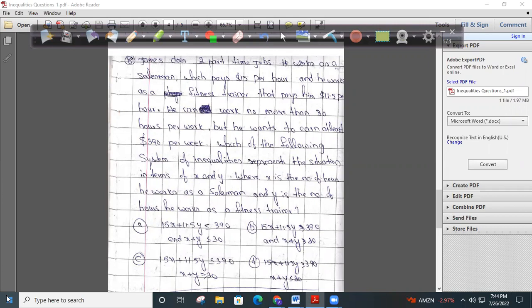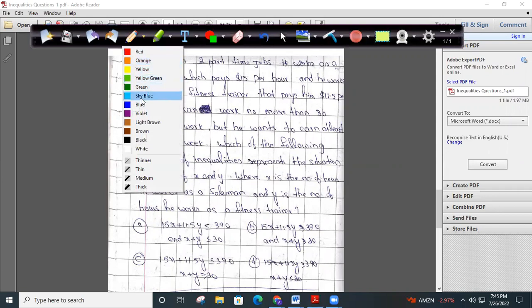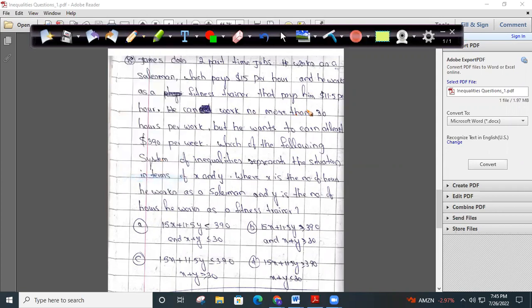But James does 2 part-time jobs. He works as a salesman, which pays $15 per hour, and he works as a fitness trainer that pays him $11.5 per hour. He can work no more than, as I told you when I was explaining the wordings, no more than means less than or equal to. You want at least means greater than or equal to. Which of the following system of inequality represents this, where x is the number of hours he works as a salesman, y is the number of hours he works as a fitness trainer?